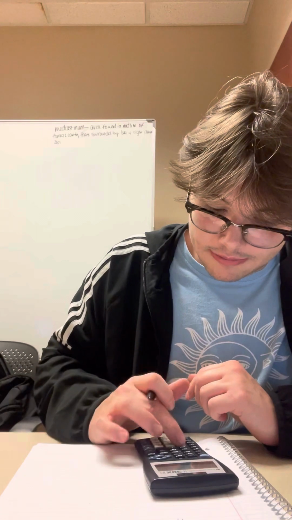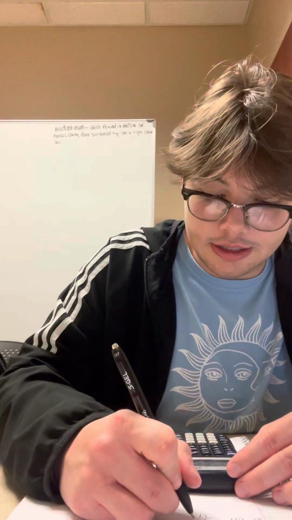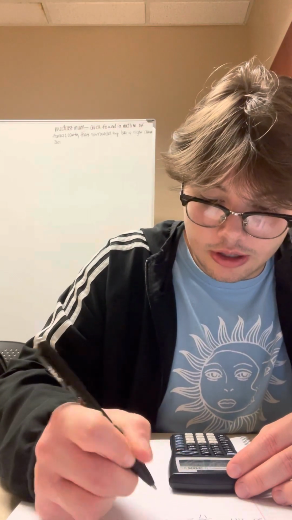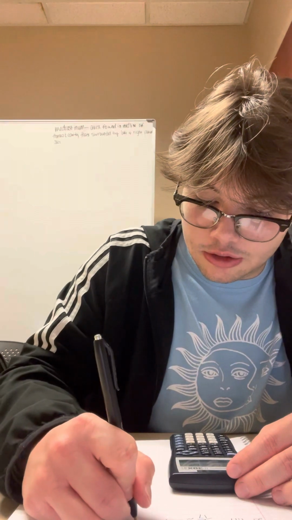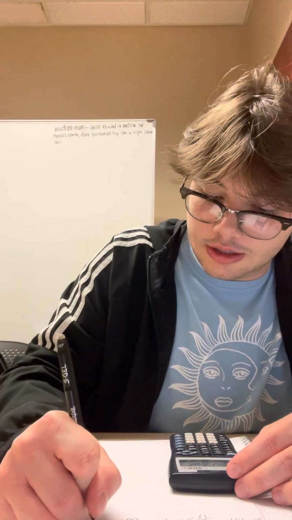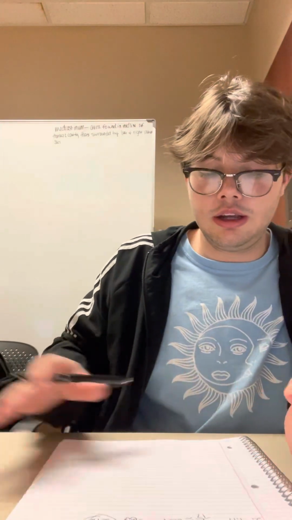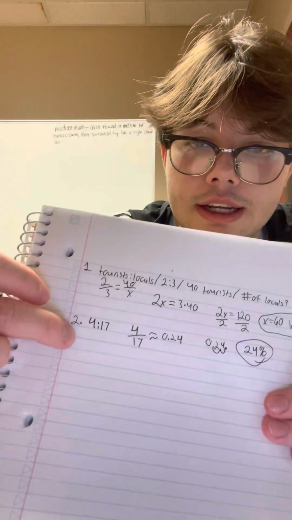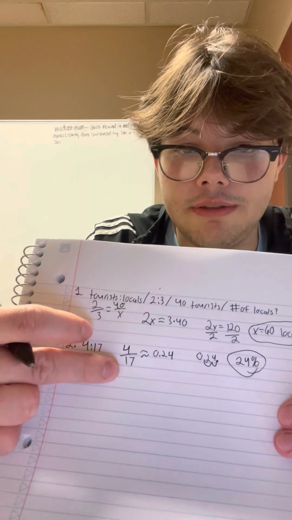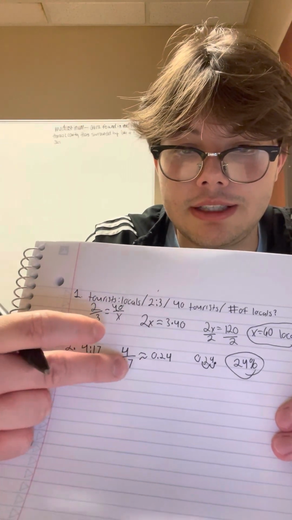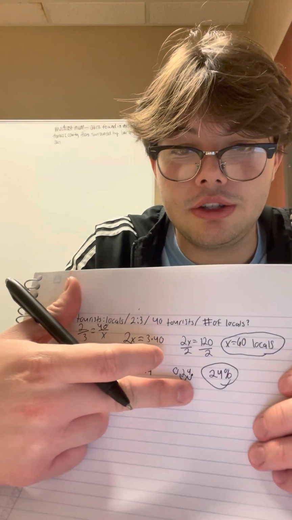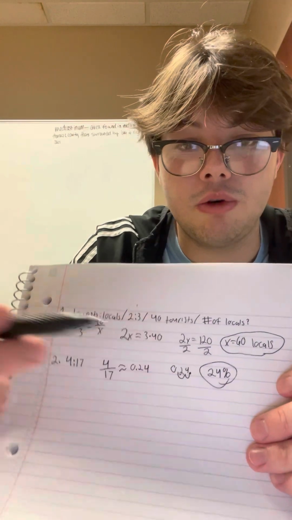So 4 divided by 17, rounded to the hundredths place, equals 0.24. And then if you move the decimal back 2 places, it's 24. So it'd be 24%. So I started by writing it as a simple ratio, 4 to 17, and then as a fraction, 4 over 17, and then just did the math. 4 divided by 17 is about 0.24, and then converted it to a percentage, 24%.